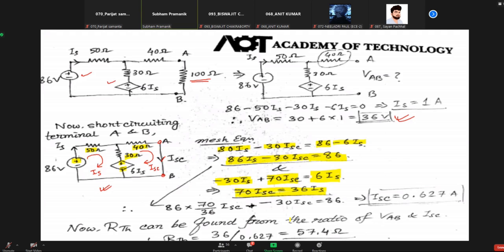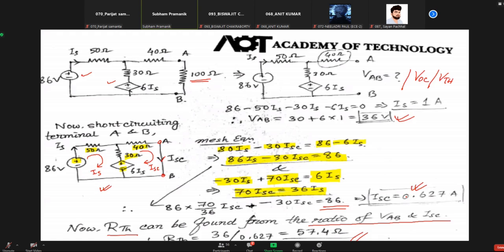Then just solve it, get the value of IS. Already this is solved. You can verify that. So you see, this is how we get ISC. Then the task is you have to find RTH. How to find RTH? From the ratio of VAB and ISC. VAB means this, the open circuit voltage. You can also write this as VOC or VTH. So from the VOC and ISC ratio, you find RTH, that's 57.4.